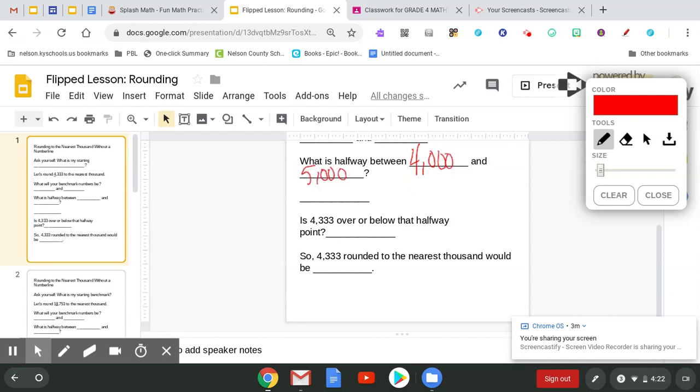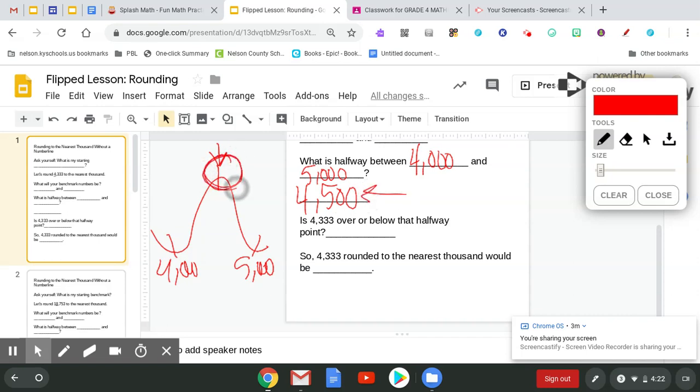So thinking about 4,000 and 5,000, the halfway point, you can visualize it in your head. The point right here in between my two benchmark numbers would be 4,500. So now that I know this halfway point right here, I know that any number below this halfway point is going to stay at 4,000. And any number above this halfway point is going to move on and round up to the 5,000 benchmark. So the question is, is 4,333 over or below this halfway point?